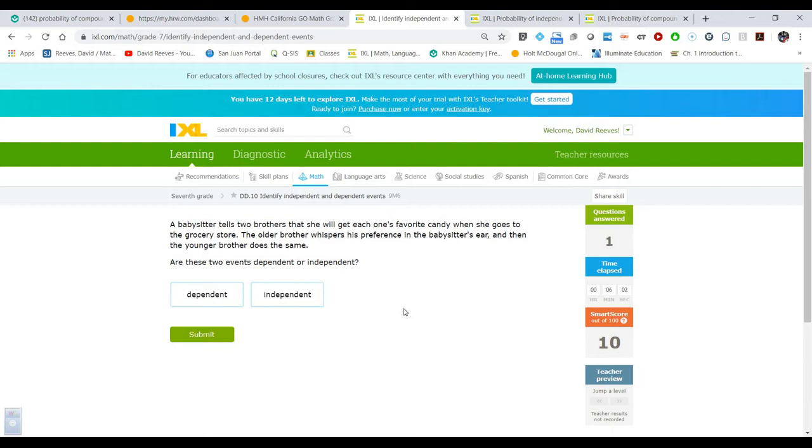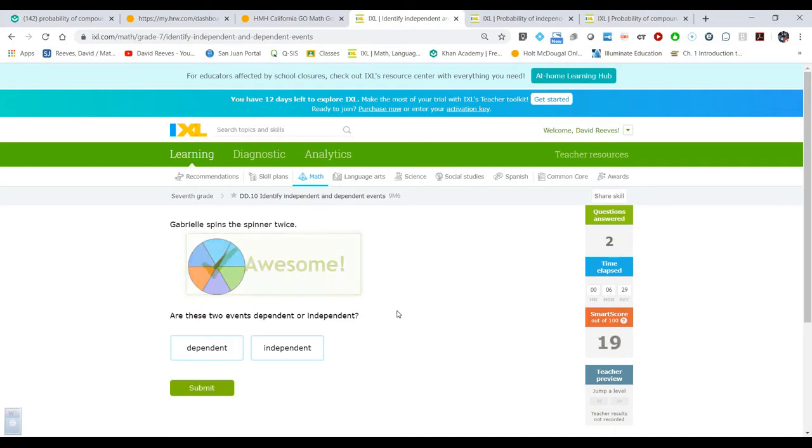A babysitter tells two brothers that she will get each one's favorite candy when she goes to the grocery store. The older brother whispers his preference in the babysitter's ear, and then the younger brother does the same. All right, so are these independent or dependent? Well, since each of them could choose the same thing or choose differently, and their choices don't affect the other, we're going to go with independent.